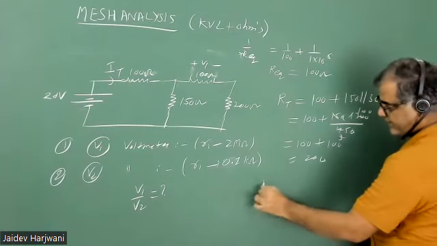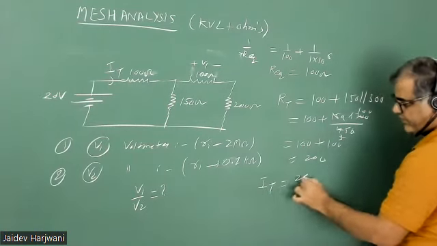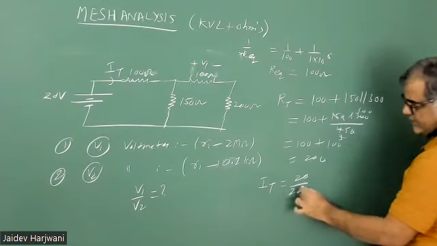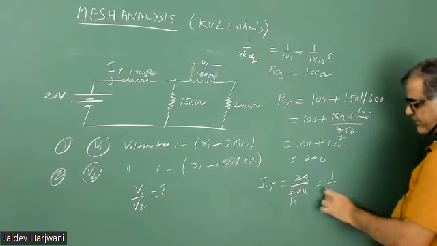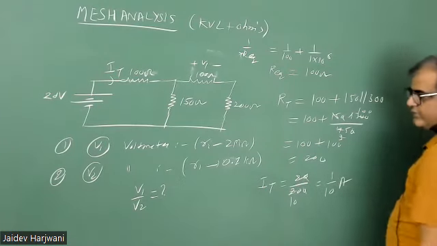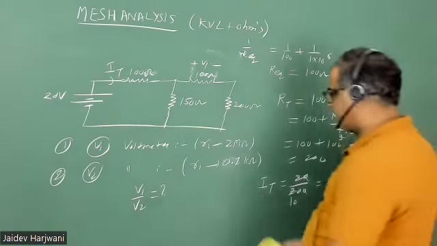Now you want to find the total current I. The voltage is 20 and the resistance is 200. So 1 by 10. So your total current I is 1 by 10 ampere.